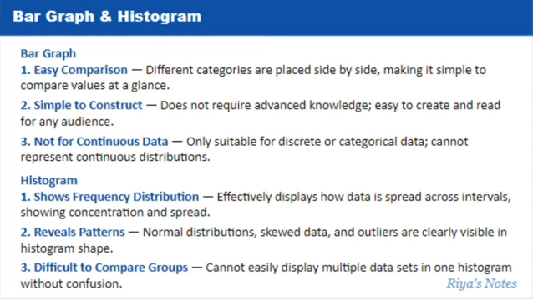Histogram. 1. Shows frequency distribution. Effectively displays how data is spread across intervals, showing concentration and spread. 2. Reveals patterns. Normal distributions, skewed data, and outliers are clearly visible in the histogram shape. 3. Difficult to compare groups. Cannot easily display multiple data sets in one histogram without confusion.